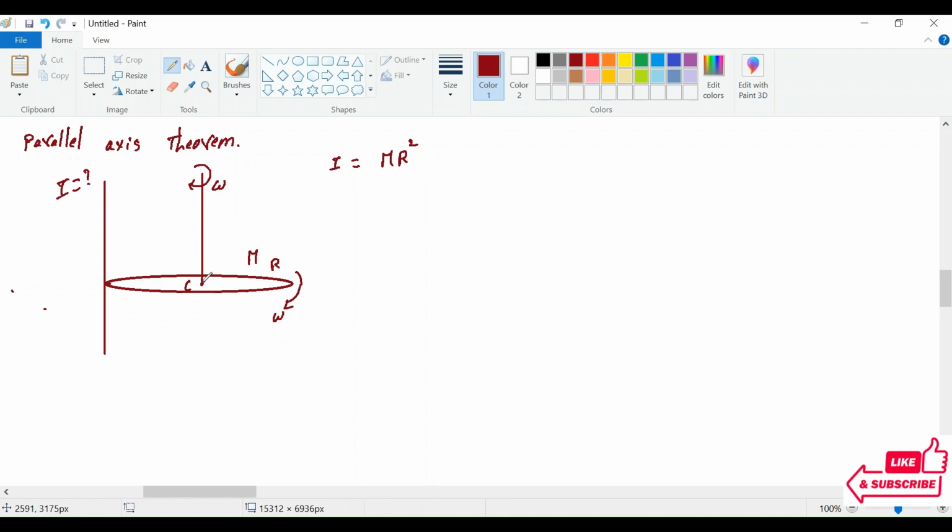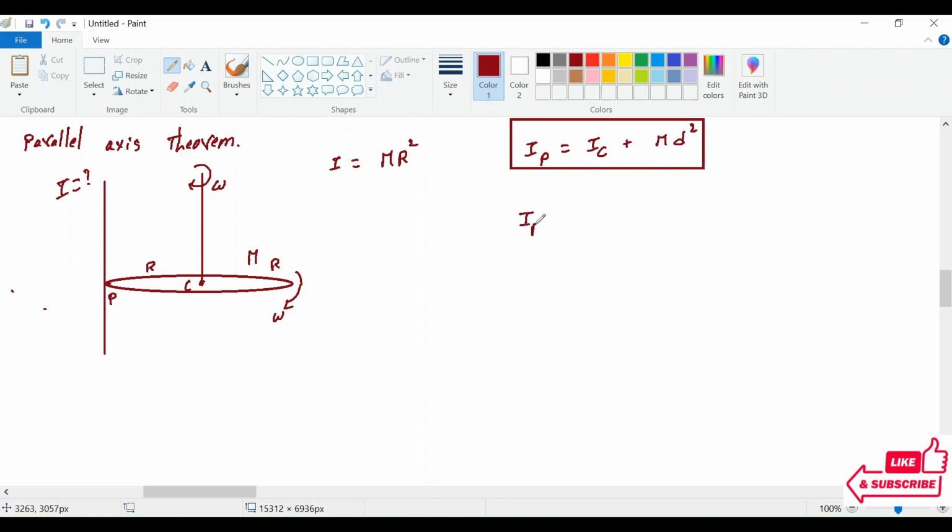No. This formula is applicable only when the axis passes through the center of mass. These kinds of cases come in the exam. Then the parallel axis theorem says that I at any point P is equal to I at the center of mass plus M D square. D is the distance of the point from the center of mass. How much is this distance? R, in this case.